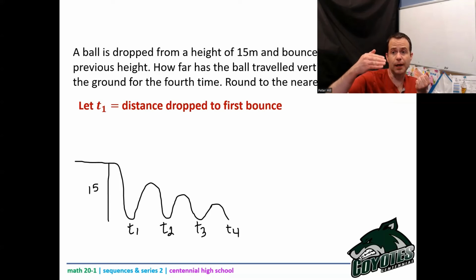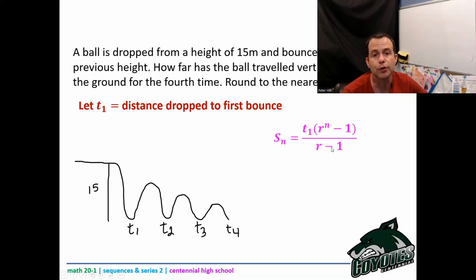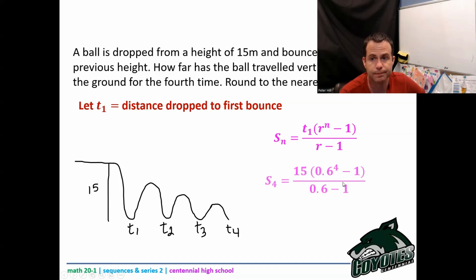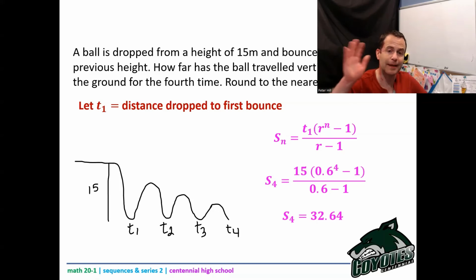I know I'm rising by 60% each time, so I know that T2 has to be 60% of T1. So I'm going to look at a summation formula where T of n is not known. I know T of 1 will be 15. I know R is 0.6, and I know n is 4 because I've got myself to the 4th bounce. So I plug all of that in, and when I type this in my calculator, I'm going to get 32.64.